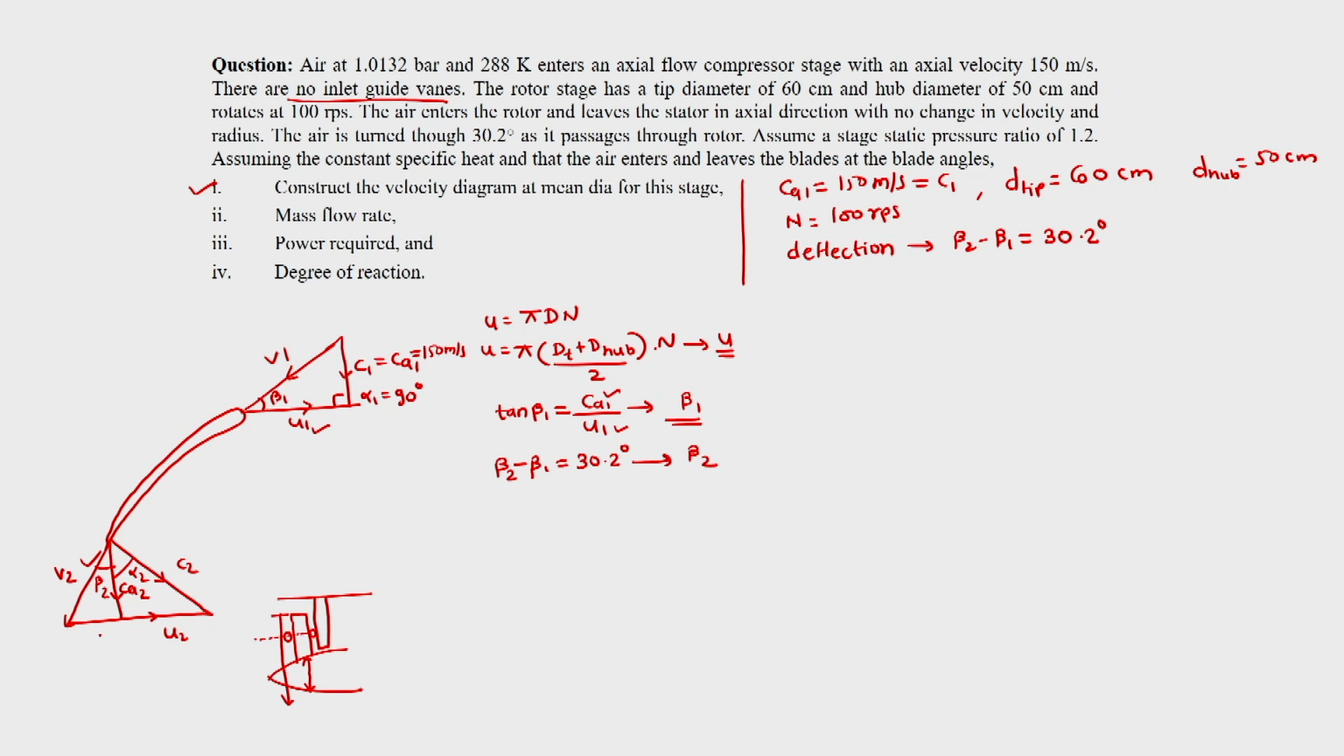Now this is U2 here, and we know beta 2. We are also told that there is no change in velocity and radius. So we say that CA1 is equal to CA2; there is no change in axial velocity. So CA2 is known to us, and we can find out this distance.